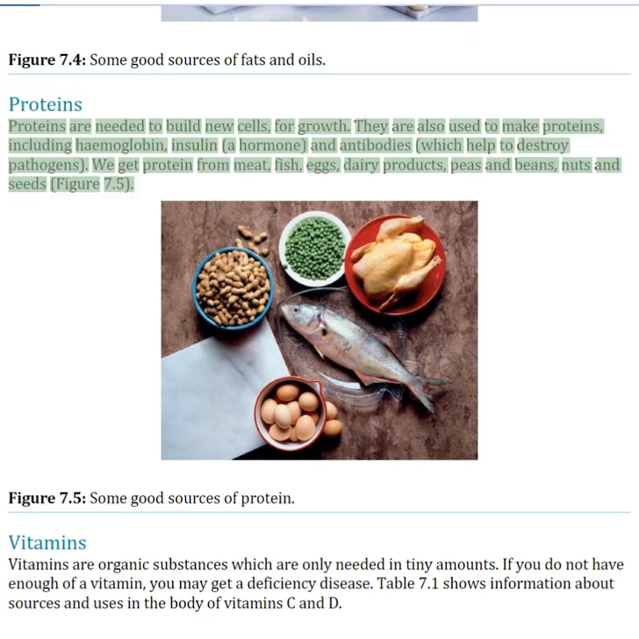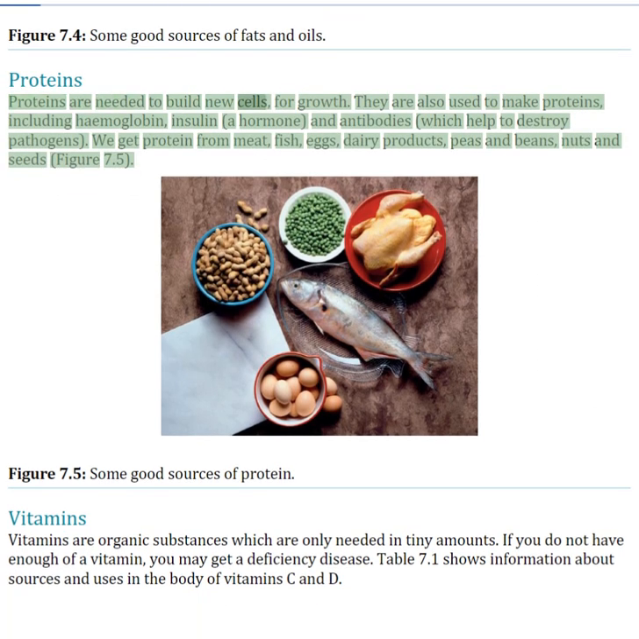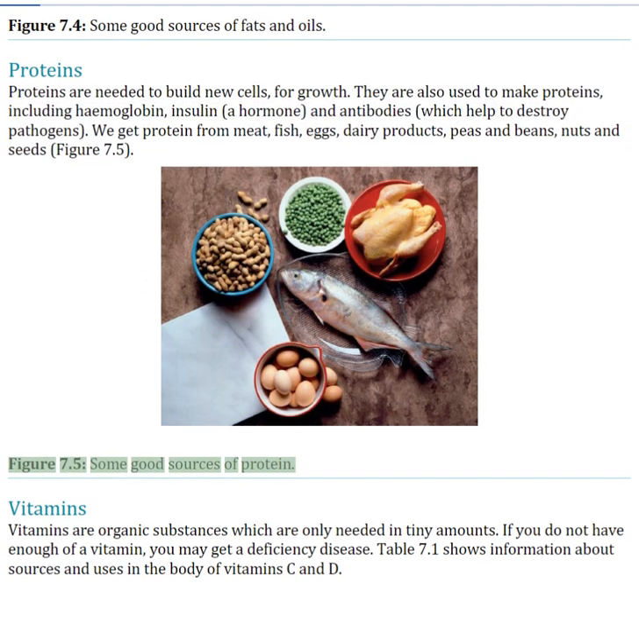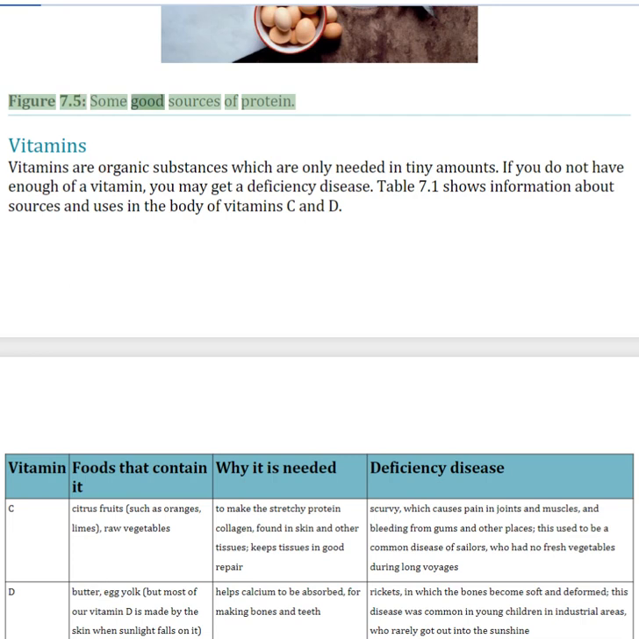Proteins. Proteins are needed to build new cells, for growth. They are also used to make proteins, including hemoglobin, insulin, and antibodies. We get protein from meat, fish, eggs, dairy products, peas and beans, nuts and seeds. Figure 7.5, Some good sources of protein.